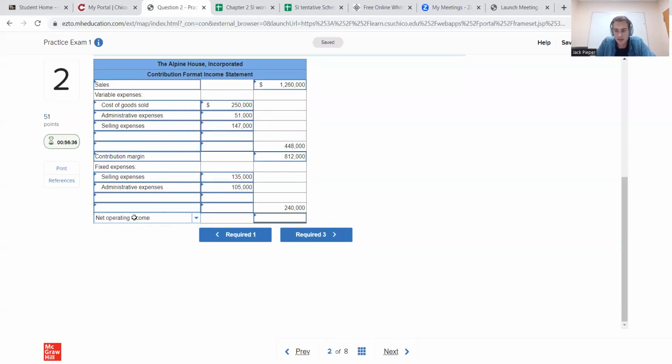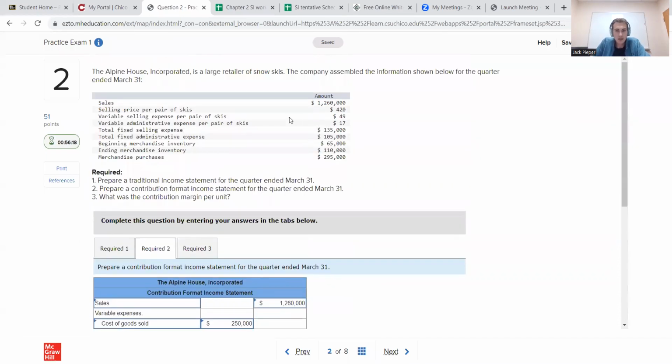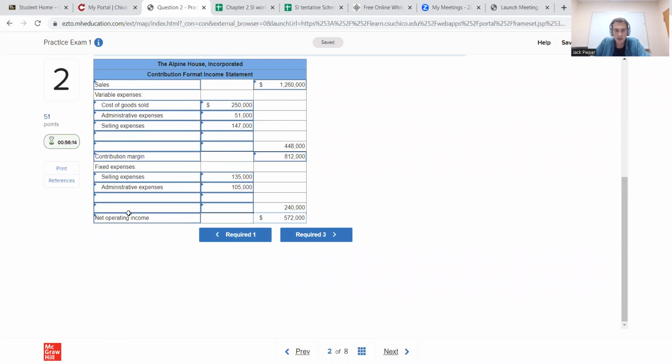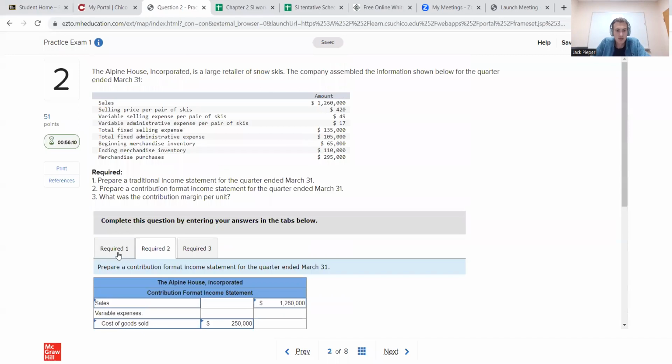It'll be net operating loss if we lost money, but we're definitely going to make money. So we'll do 812,123 minus 240,123. 572,123. Yep, that's our net operating income. That's how much we made. So we accounted for all of these up here. This is how it's supposed to be. Variable expenses, fixed expenses. Cool.